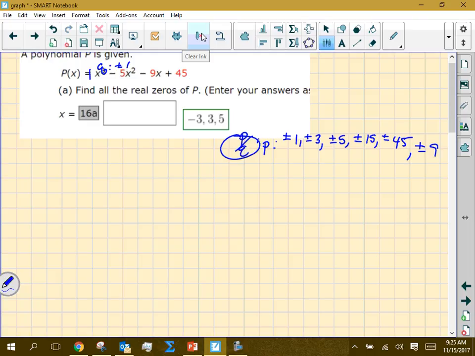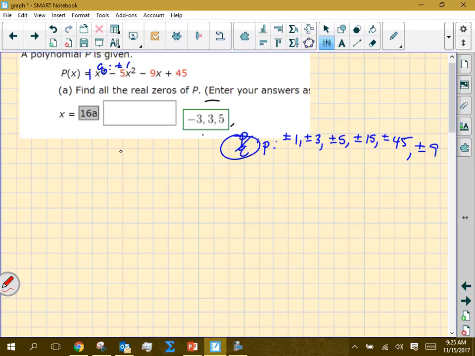Remember what the theorem says. These are just potential zeros. All three of them could show up in this list, and you are seeing that with the answer here. But it could mean that one shows up, two show up, or none of them show up. Okay, these are just places to start, okay?